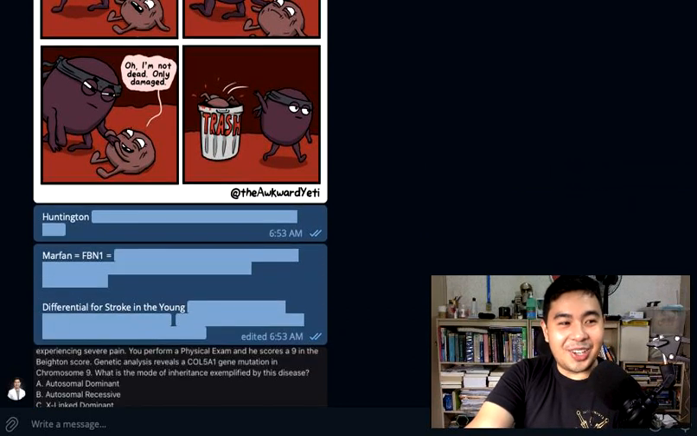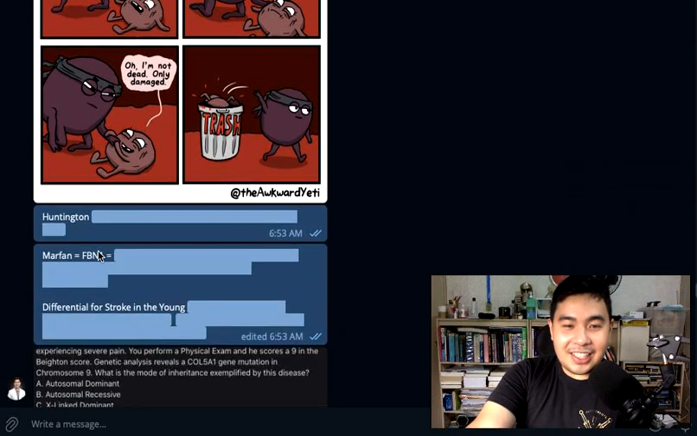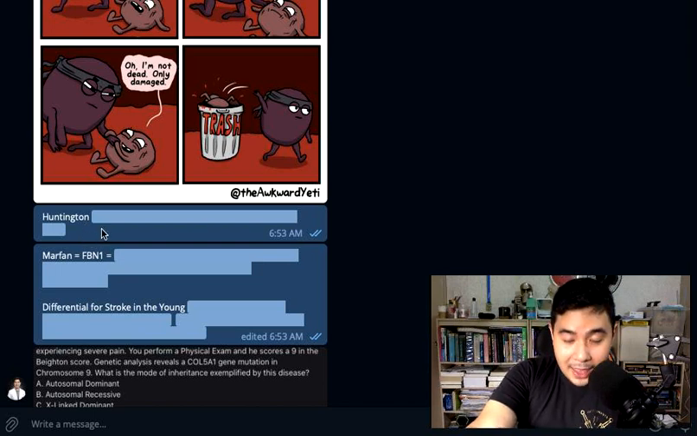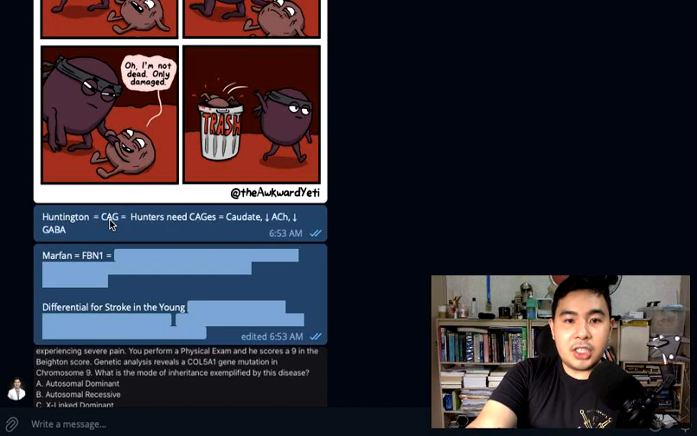Okay, so Huntington disease or Huntington syndrome. This would be a defect in your CAG. Because hunters need cages, we can use that as a mnemonic to remember that it affects their caudate nucleus, and because of that, it would have a decrease in acetylcholine and your GABA, which is your gamma aminobutyric acid, which is the inhibitory neurotransmitter that's found in your brain.